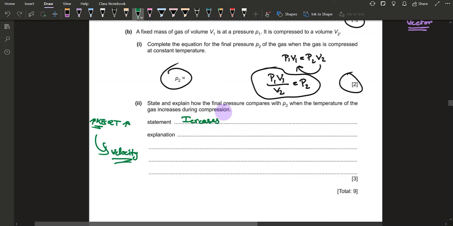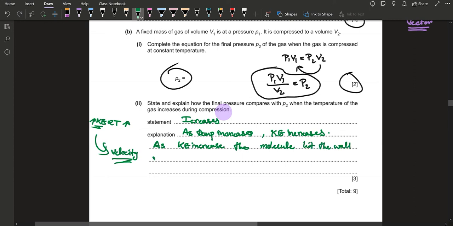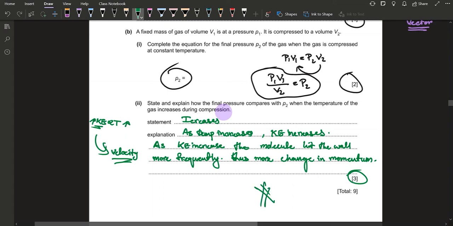And the explanation we can give is that as temperature increases, kinetic energy increases. And as kinetic energy increases, the molecules hit the container's wall more frequently. And thus what happens is there is more change in momentum. We'll get 3 marks for this, and we are done with question number 4.